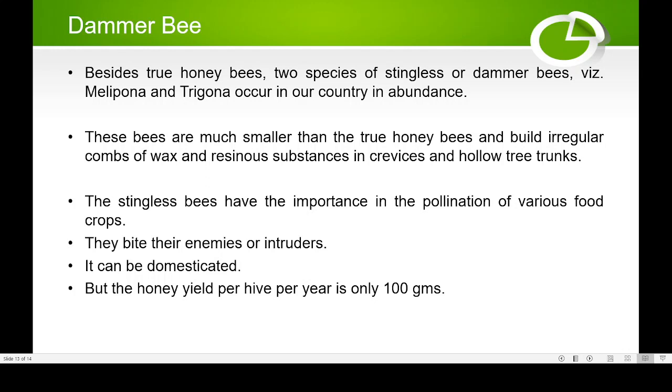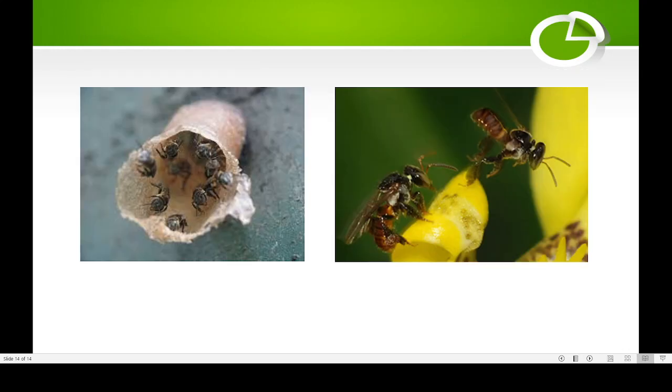But still, people are not domesticating this honeybee because the yield of honey is very limited. They produce only 100 grams of honey per year. That is the reason why, even though it can be domesticated easily, people are not rearing this species: they produce only a very little quantity of honey. So this is the dammer bee. These are the different species of honeybee.